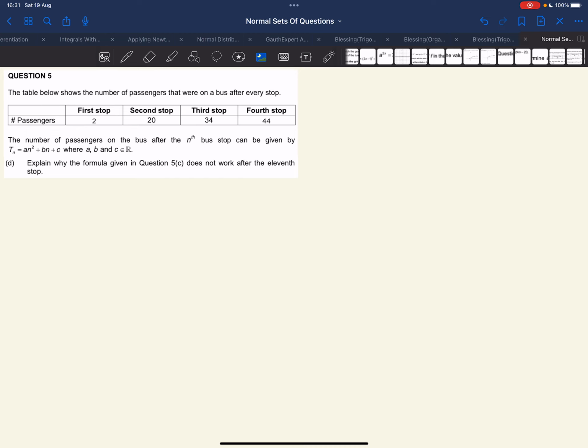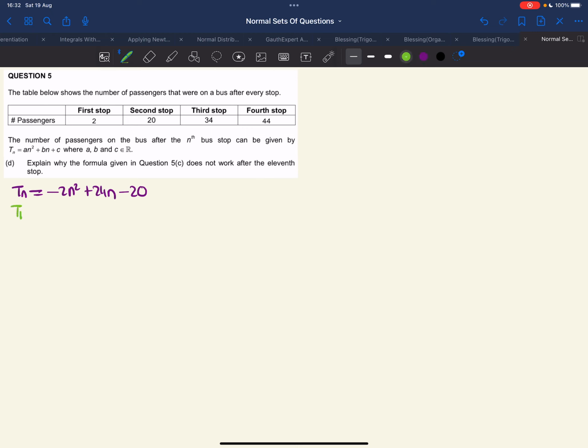Now remember that the general sum of the sequence is given as Tn equals minus 2n squared plus 24n minus 20, right? They say explain why the formula given does not work after the 11th stop. Now let's check it out. Let's try and see what happens if we put in the 11th stop.